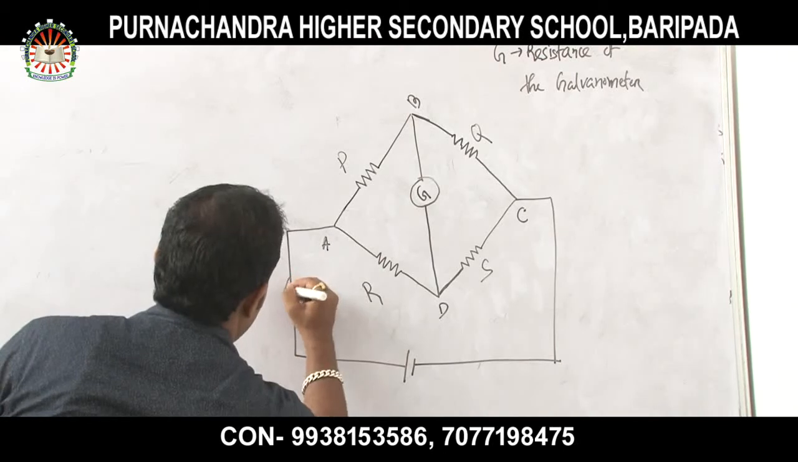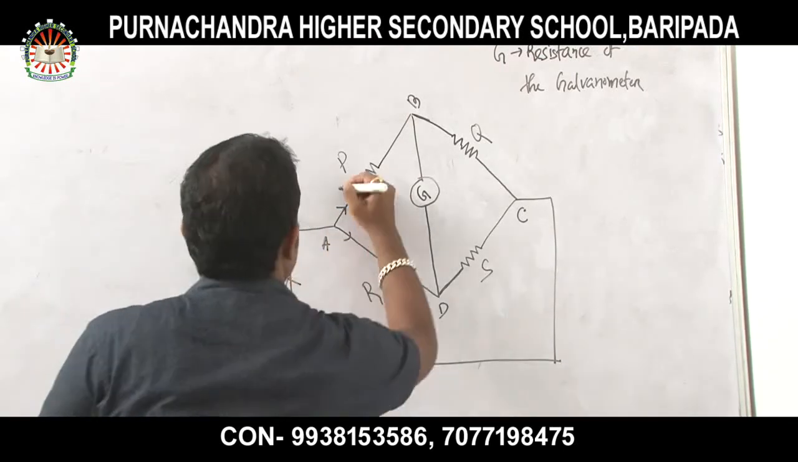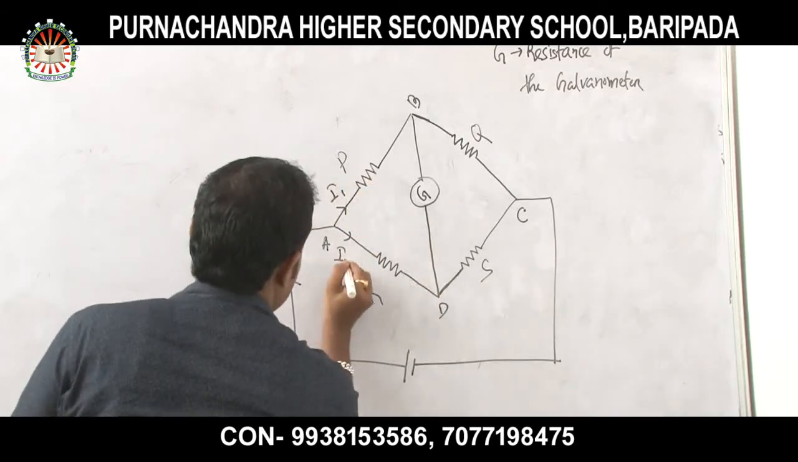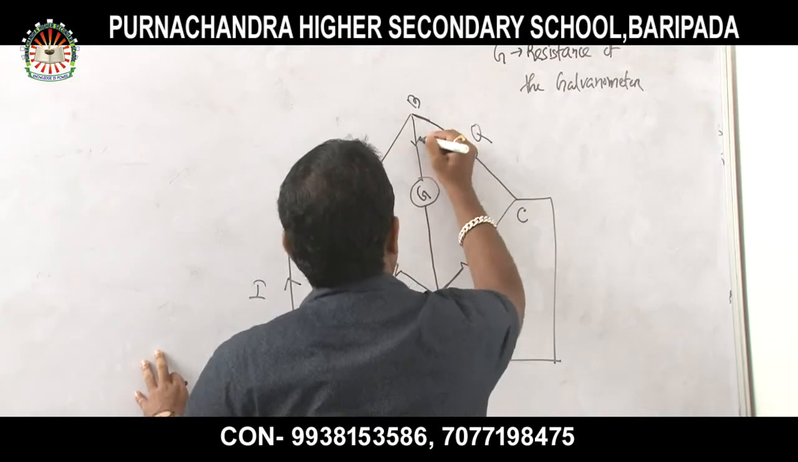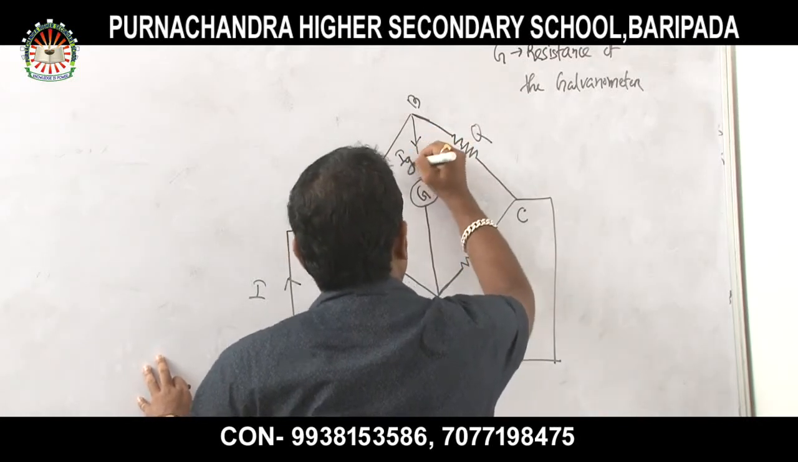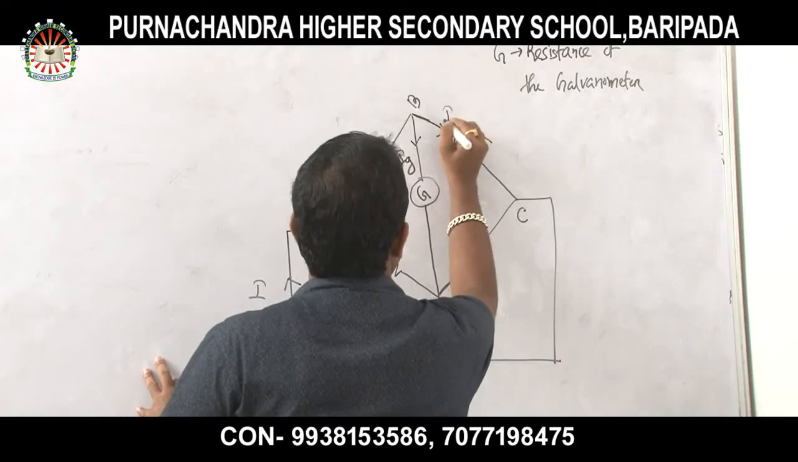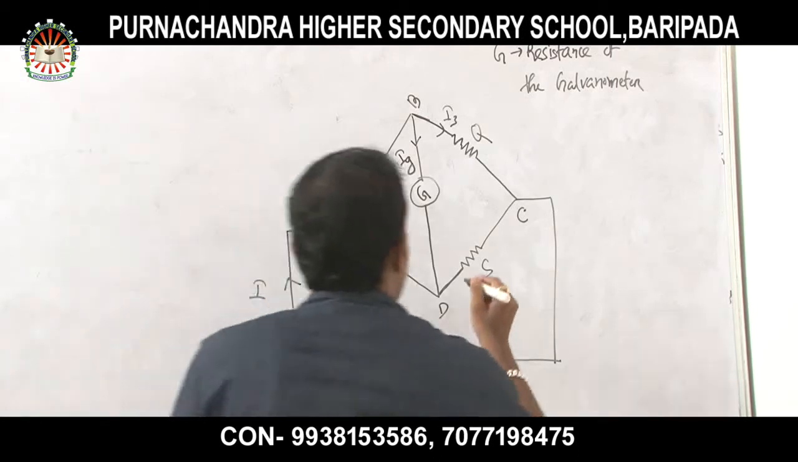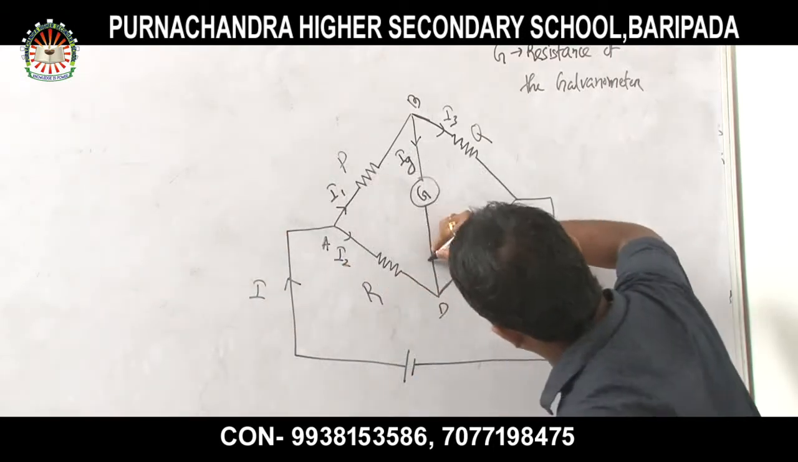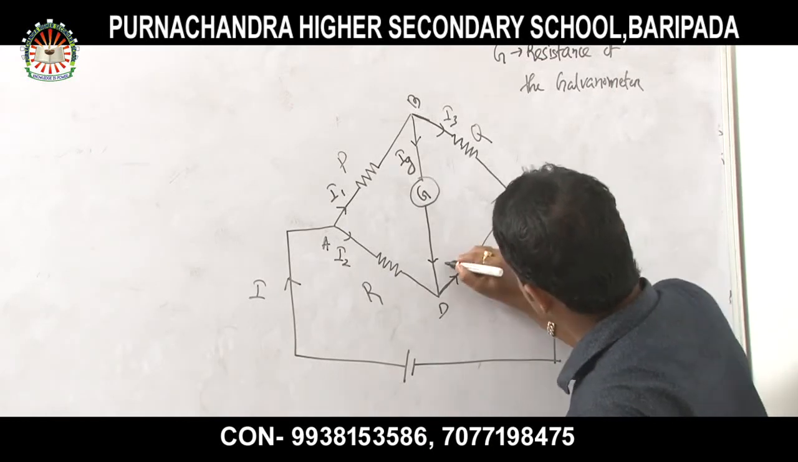So this is the current flow. Very simple. This is the current I, which is divided into 2 parts. This is I1, this is I2. Remember very carefully. This is I1 moving. Let us take the current flowing through the galvanometer as IG. This means a little bit different. Let us take this as I3. Okay. So now this is your IG. And this is your I4.